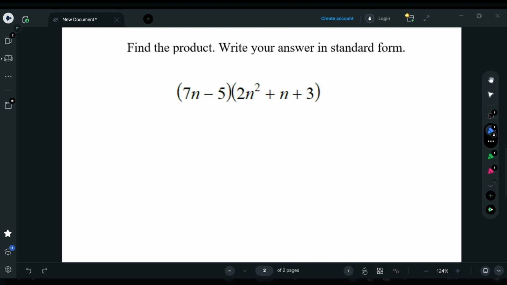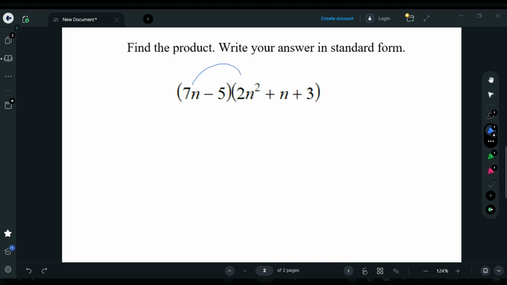And something to keep in mind when you're doing this, just to make sure that you don't miss any distributions or any terms. Since this here is a binomial, it's two terms. This one here is a trinomial, it's three terms, and we're multiplying these together. 2 times 3 is a 6. So when we do all of our distributions, we should have a total of 6 terms. And then we're going to combine like terms to get our final answer. So let's go ahead and start distributing.